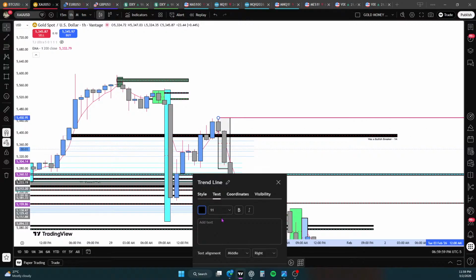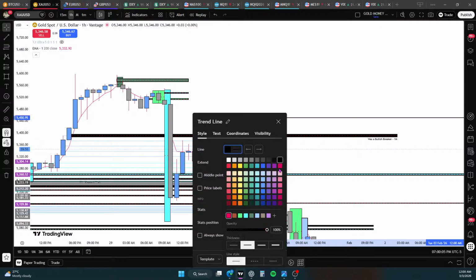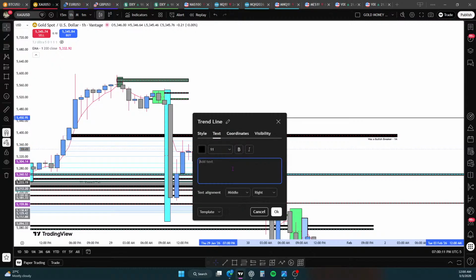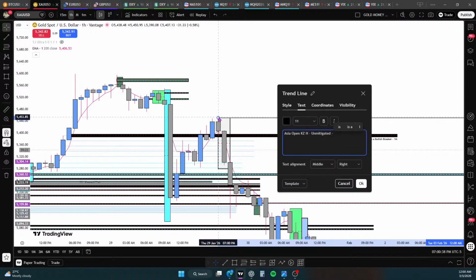Anyways, this high here should be black, maybe quite thick, not this gray color. And that's the Asia Open kill zone high. And what can I say to have it unmitigated? Maybe the date or something. When did it form? This was the 29th of January 2026.